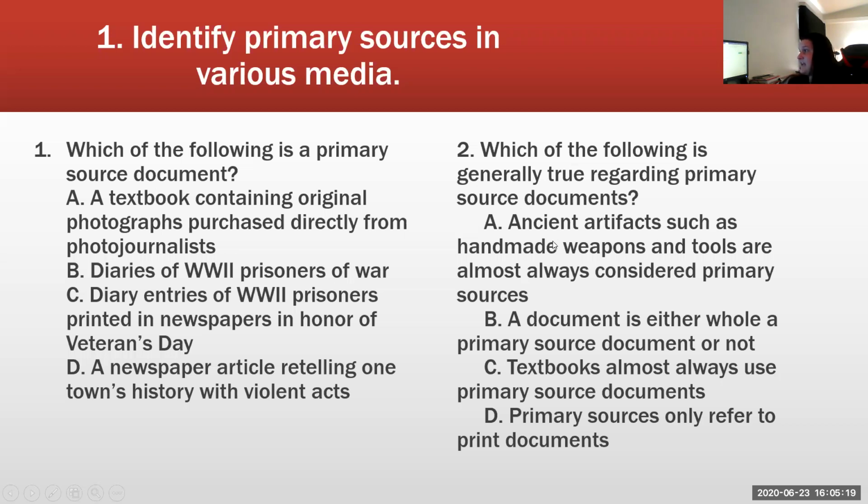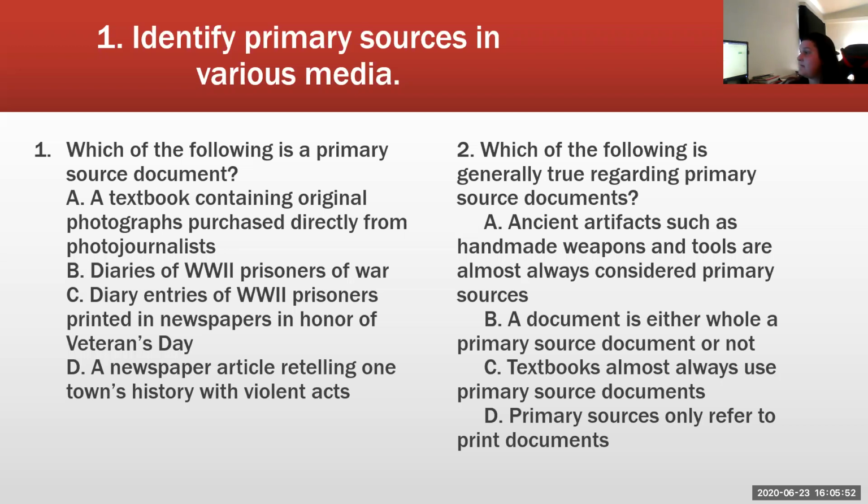A, ancient artifacts such as handmade weapons and tools are almost always considered primary sources. B, a document is either wholly a primary source document or not. C, textbooks almost always use primary source documents. And D, primary sources only refer to print documents. Well, D is incorrect. Primary sources can exist in all different media, including print and non-print. Some sources can be both primary or secondary, depending on how readers or viewers access them.